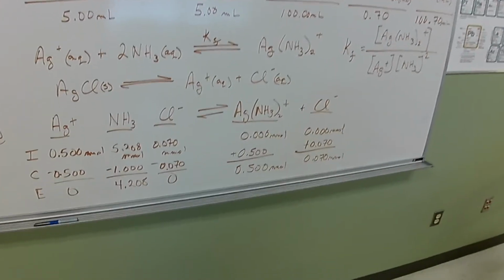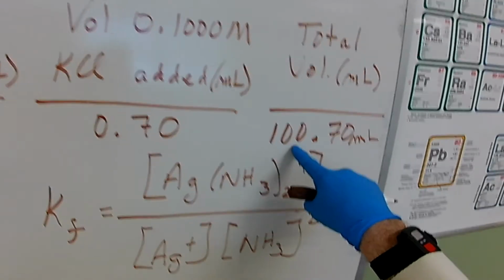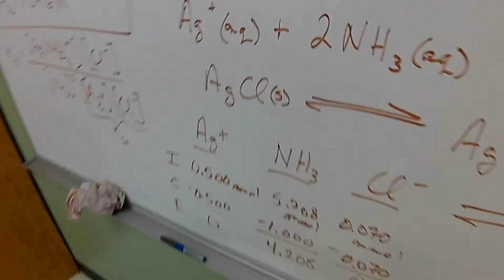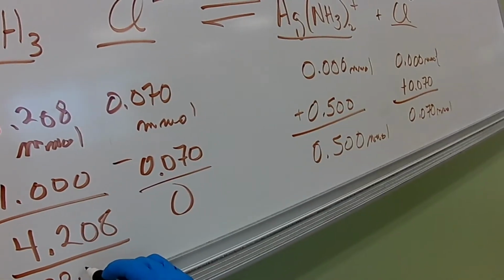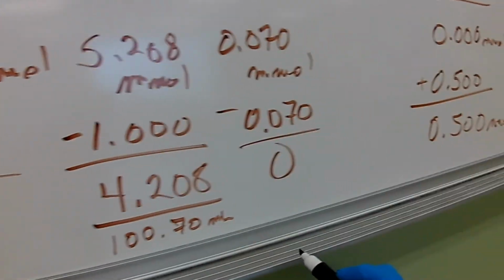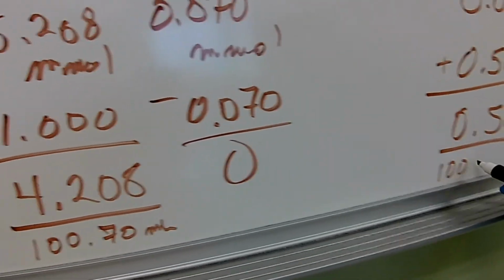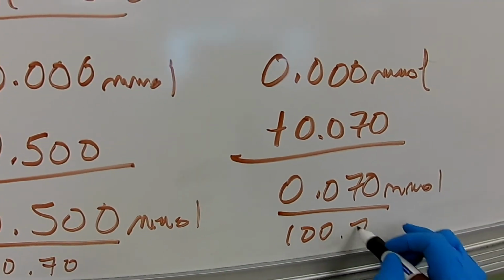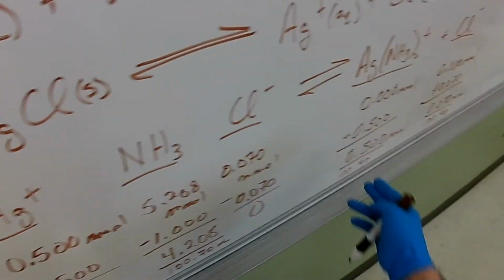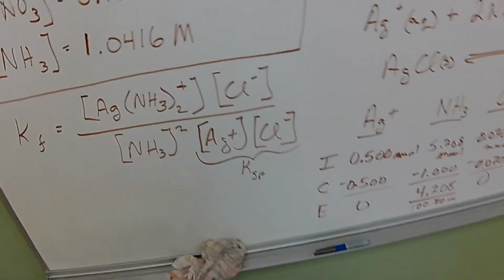So how many milliliters do we have in that vessel when we finish titration? Right here. 100.70 milliliters. So each one of these is divided by 100.70 milliliters. Each one. Okay? Now that will give you molar concentration of each one. And then all you have to do is plug it in, 1, 2, 3, KSP, calculate. So there I have worked the problem for you.